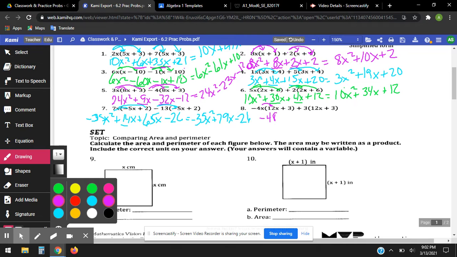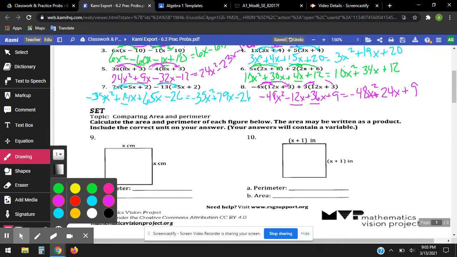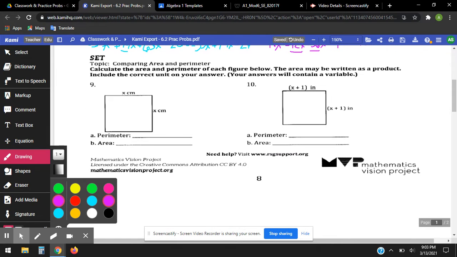And the last one. Negative 48x squared minus 12x plus 36x plus 9 equals negative 48x squared. Can combine these two. 36 minus 12 is 24x plus 9. All right, so that's just practicing combining like terms, distributive, making sure you get those positives and negatives how they're supposed to be.